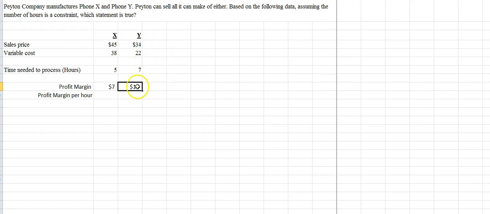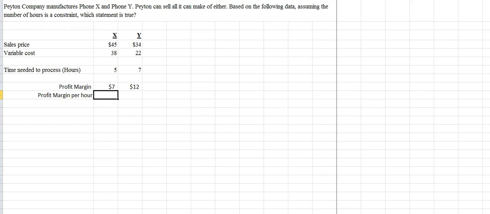So in this case, you will be inclined to say I'll choose product Y, right? Because I have a profit margin of 12. But let's take a look at this. It's going to take you more to produce product Y, 7 hours versus 5. And you only have a certain amount of hours. It says here the number of hours is a constraint. You don't know how many hours you have, but you have a certain amount of hours to produce your products, okay? So, the next thing that you have to do is you simply calculate a profit margin per hour, and that will tell you which is the most profitable product to produce.